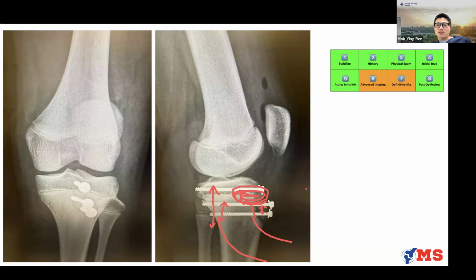So we have walked through a case of a tibial tuberosity fracture in a young patient, and I hope you can see how the trauma framework can safely bring you through this case with confidence. Take care.